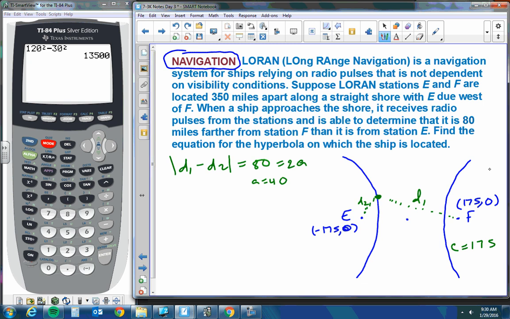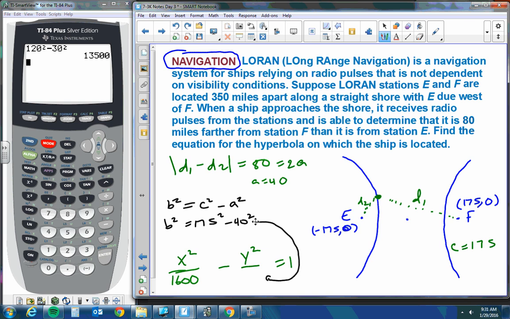Let me start writing the equation. We know the equation is going to be x squared minus y squared, because it's a horizontal hyperbola centered at the origin. A was 40, so the first denominator is just 40 squared, which is 1600. But we have to calculate b squared. So b squared is c squared minus a squared, because once again, c is the biggest. So we'll just type it in. And frankly, you can figure out b, but we don't need b. We need b squared.